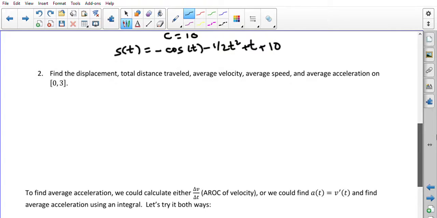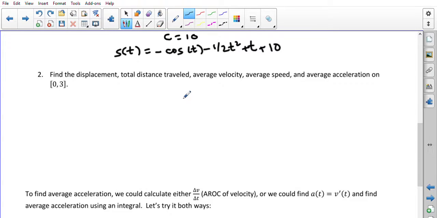Okay, find the displacement, the total distance traveled, the average velocity, average speed, and average acceleration, all of this stuff. All right, so displacement, that's delta s, right? So delta s is going to be just the integral from 0 to 3 over a time interval of the velocity function, which is sine of t minus t plus 1 dt.